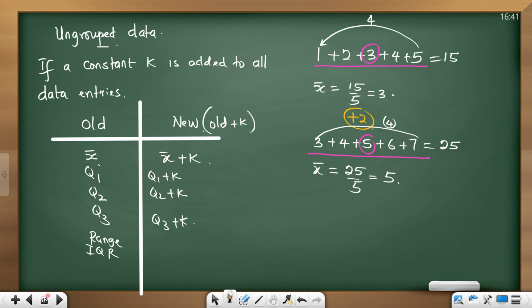IQR will also remain the same. Standard deviation too. These ones will remain the same. Please take note. You don't have to recalculate all the time. Your range remains the same because you are adding the same thing. Even if you subtract, you are subtracting the same thing. All right? So if a constant k is added or removed, we are on the same page.